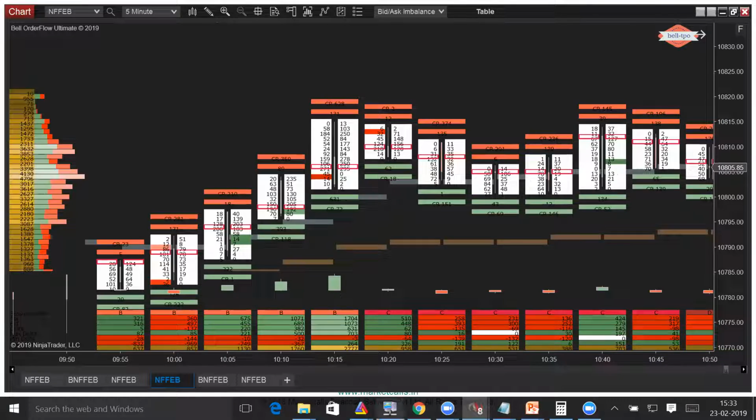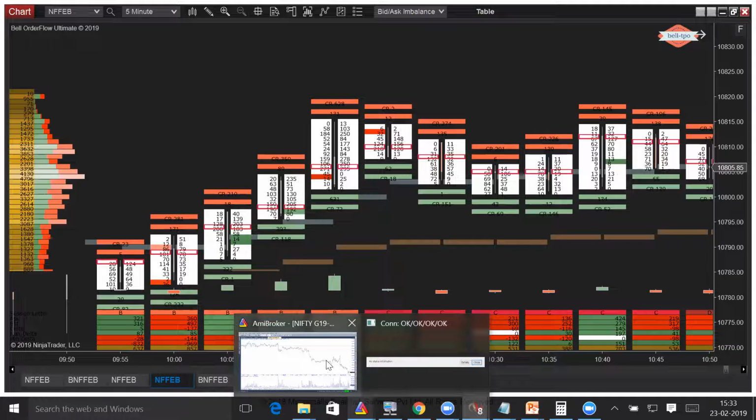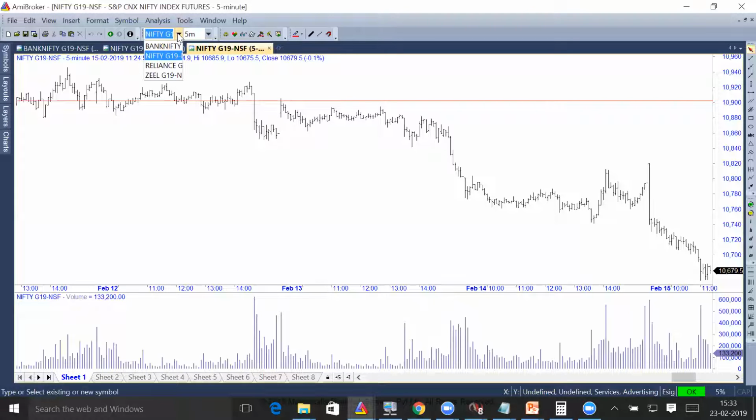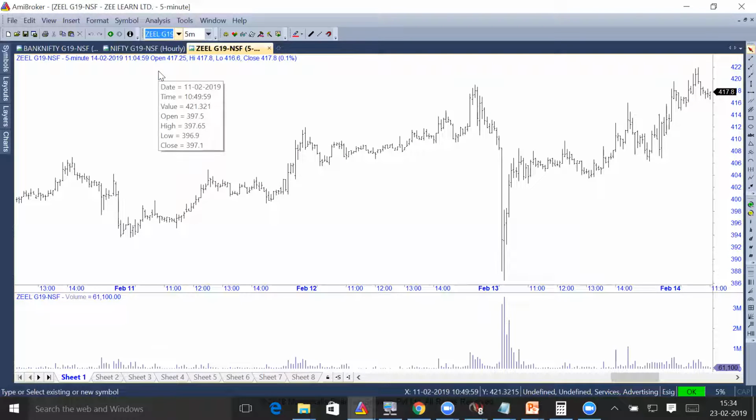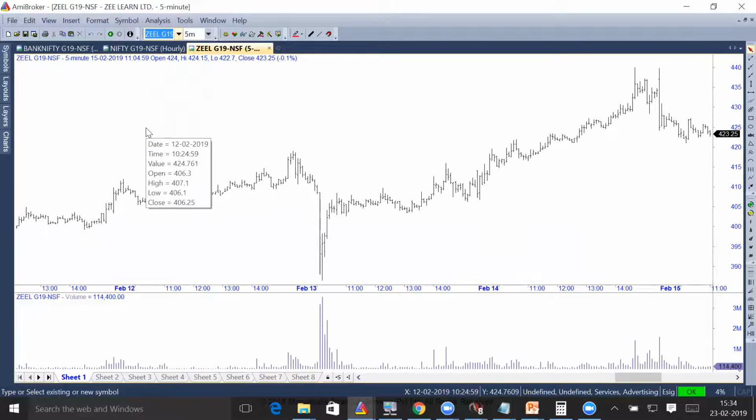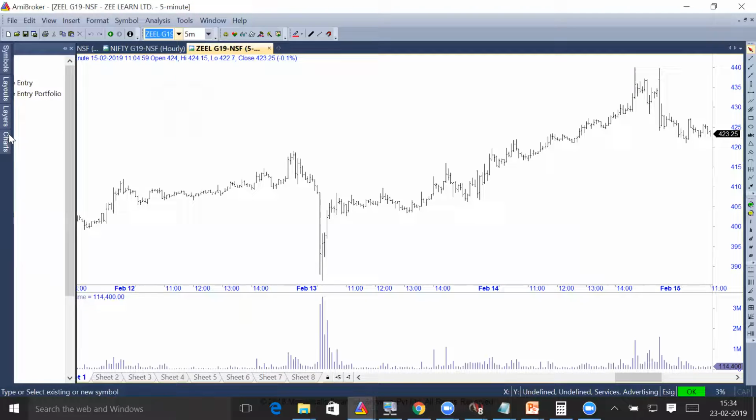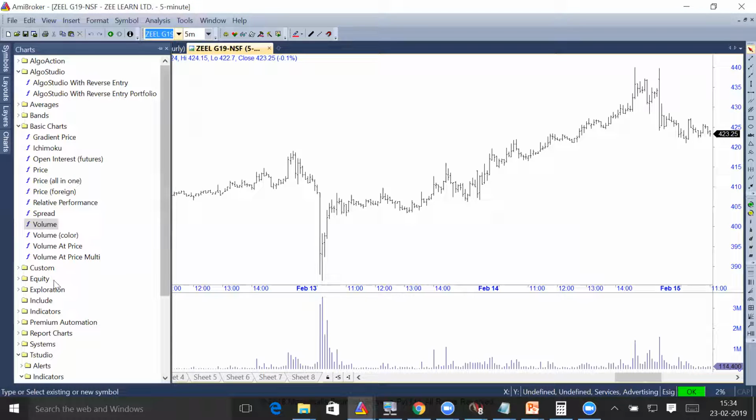Right, and it happens in stocks also. I'll show you where it happens in stocks. Mostly it happens in stocks or in indices, especially when the price is hitting a 200-day moving average. Let me put a simple 200-day moving average.